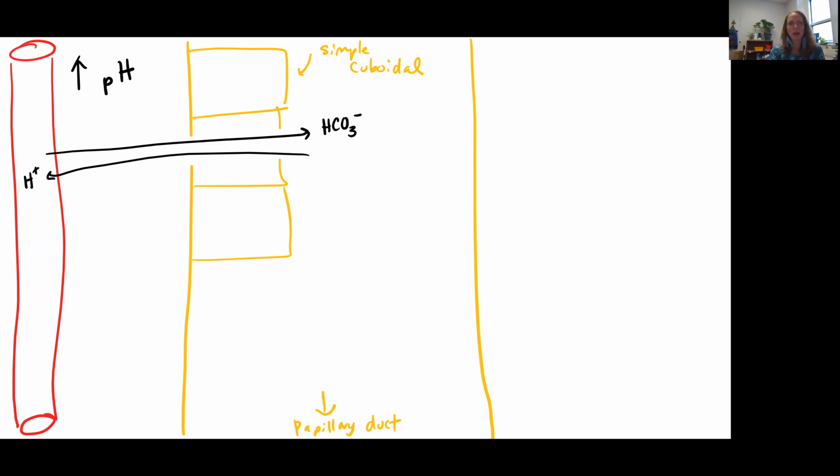If your pH is elevated in the peritubular fluid, meaning you have a basic pH, then we see the reverse. So now we're getting rid of the bicarbonate ion and we are exchanging it for hydrogen ion, which will of course decrease our pH.